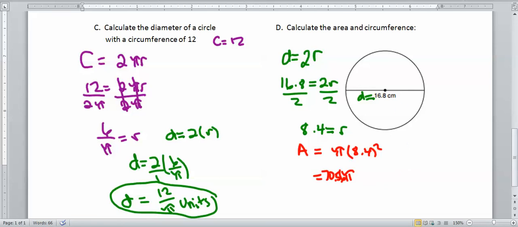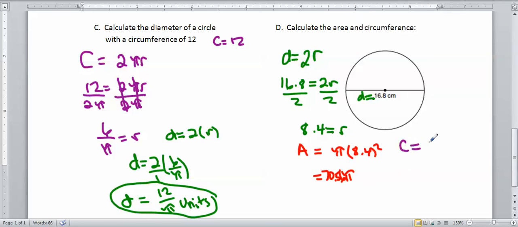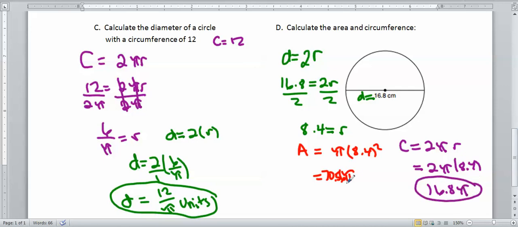Okay, then last, find the circumference. So C is equal to 2 pi r. So we get 2 times pi, my radius is 16.8. I'm sorry, my radius is 8.4. Plug that in. 2 times 8.4 is 16.8 pi. And my units, centimeters squared for area, and just centimeters for circumference. Because remember, circumference is just the distance around the circle.